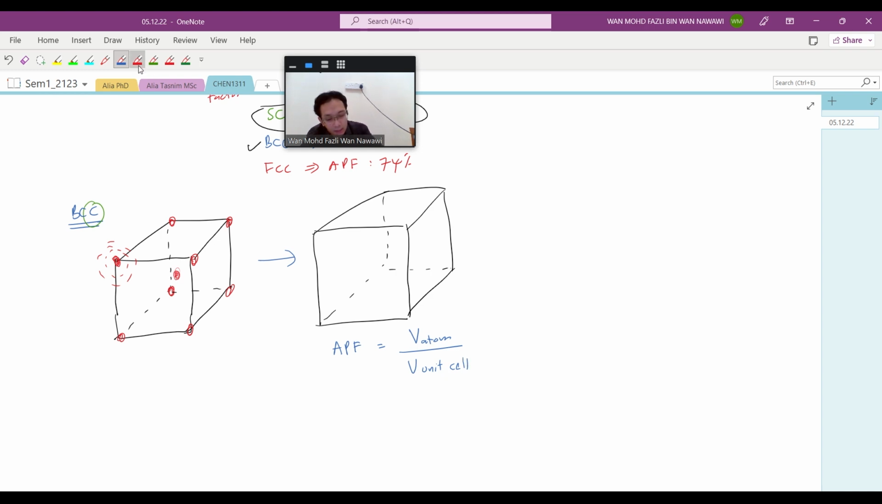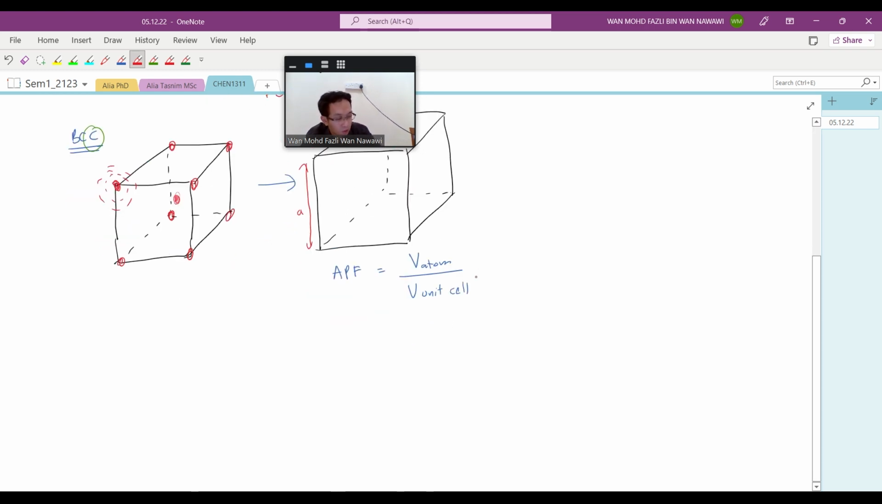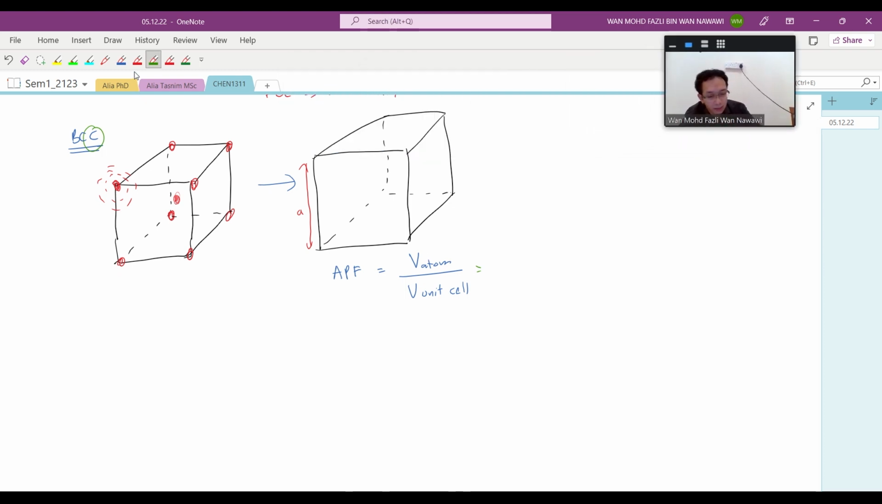Let's say you give this length as A. So we know the volume of the unit cell. The volume of the unit cell is basically A^3, because for the cube, the volume is A to the power of 3. So that's fine.